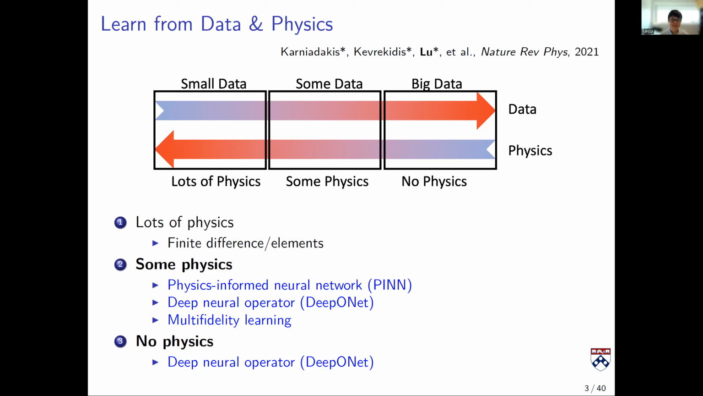Many methods have been developed for these kinds of tasks. For example, physics-informed neural networks, where we incorporate the PDEs into the deep learning model by using the loss function. And in this talk, I will introduce another type of deep learning for learning from physics and data called deep neural operators. Especially, I will focus on one type of neural operator called DeepM&Mnet, which we recently developed.